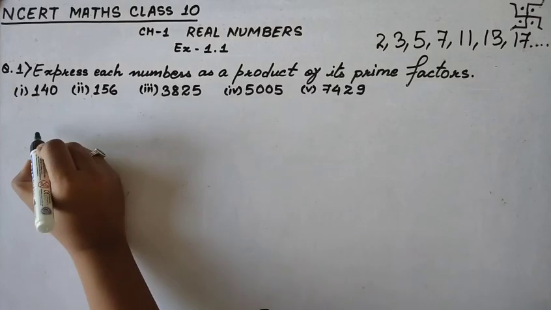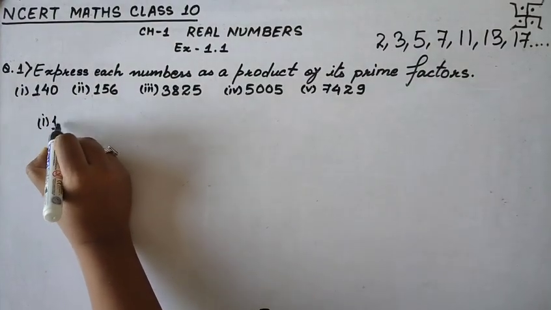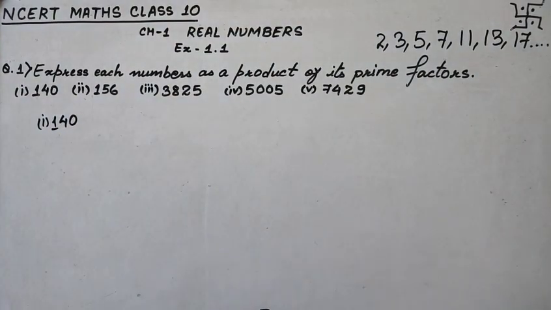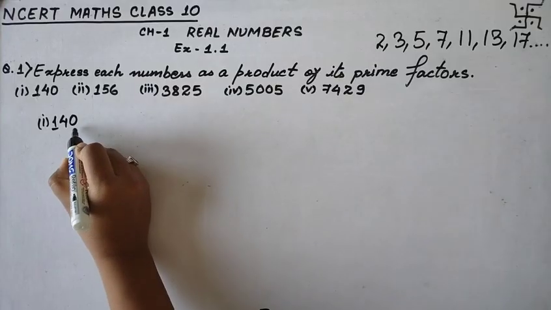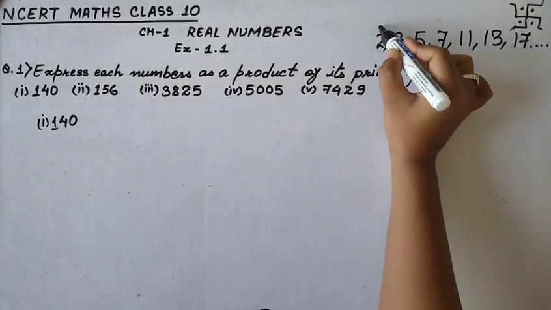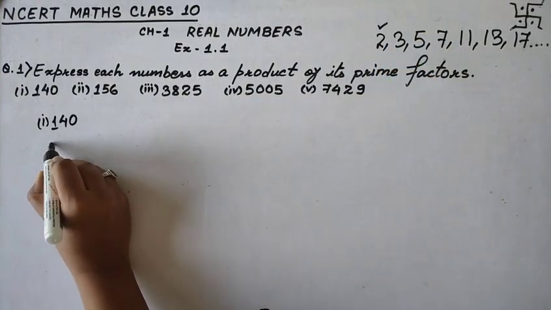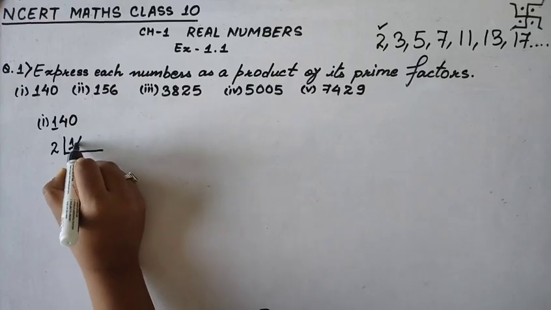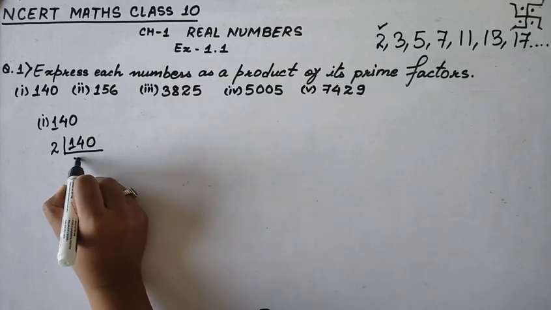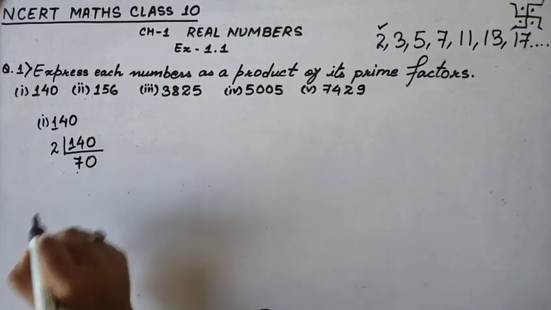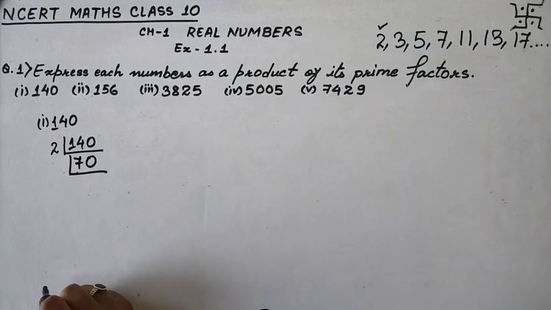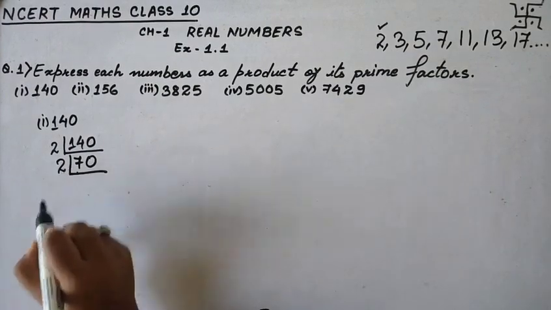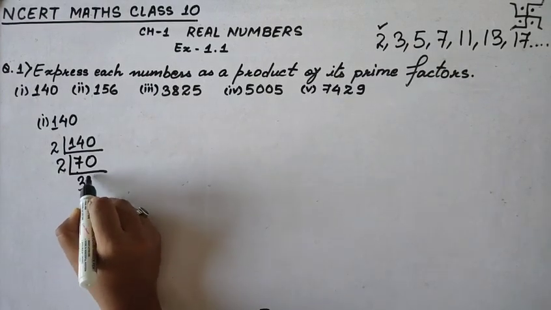Let's start. Question number 1 is 140. When we solve 140, since this is an even number, we will start with the first prime number, that is 2. We divide 140 by 2, that is 2 into 7 is 14 and 2 into 0 is 0. Again, this is an even number. We will divide it by 2 again, which will give us 35.